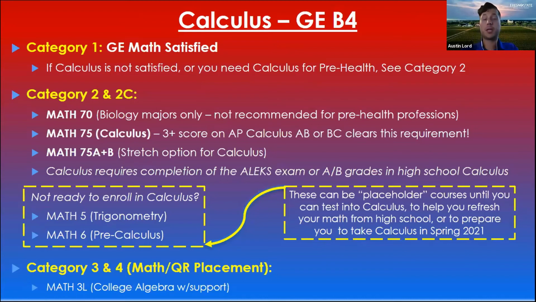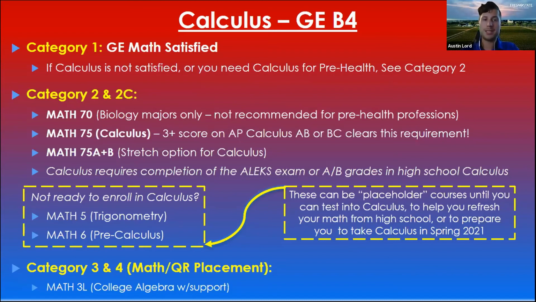So again, category 1 here does mean GE Math is satisfied. You have something that clears general ed math. We don't know what that something is, or we might know, but it may not be calculus. So if you have GE Math satisfied, but it's maybe AP Stats, or you took a pre-calc at Fresno State, you still need calculus for your major, so you do still need to follow the pathway for that, which is what I'm going to discuss here in category 2 and 2C. So there are 3 different options for calculus.